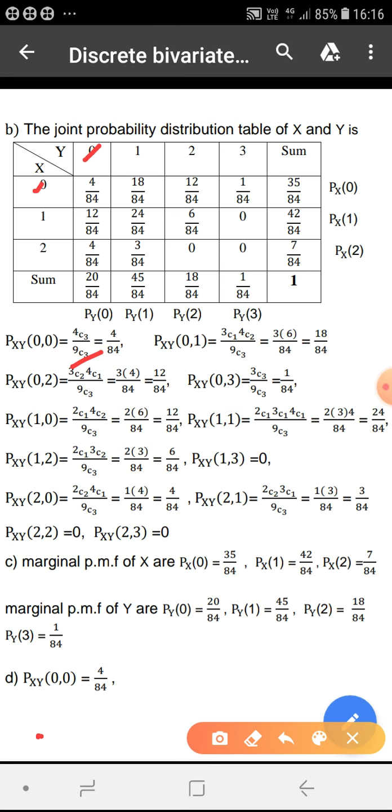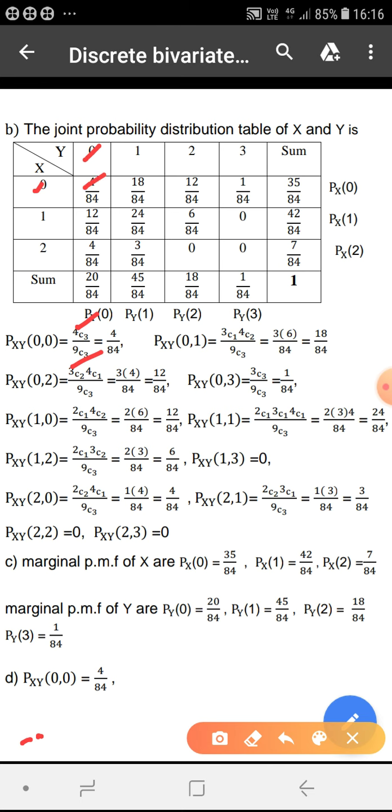Out of this many selections, how many selections are like 3 balls chosen from 4 blue balls? From 4 blue balls, 3 can be chosen in 4C3 ways. Therefore, the probability of choosing 3 balls from the 4 blue balls, in other words, probability of choosing 0 red ball, 0 white ball is 4C3 by 9C3, which is 4 by 84.